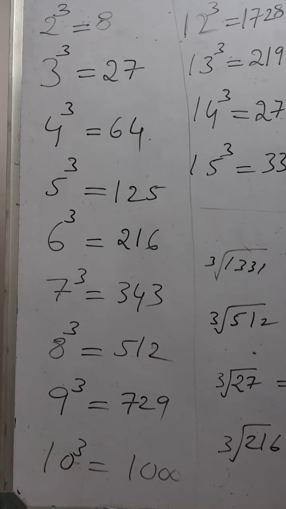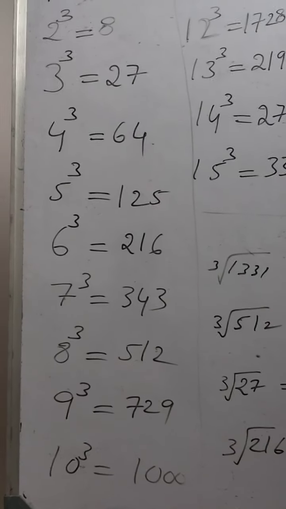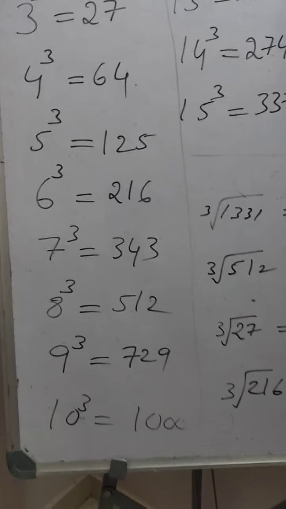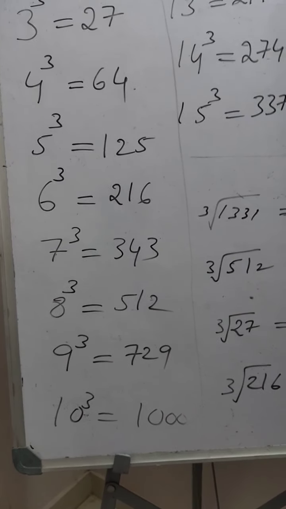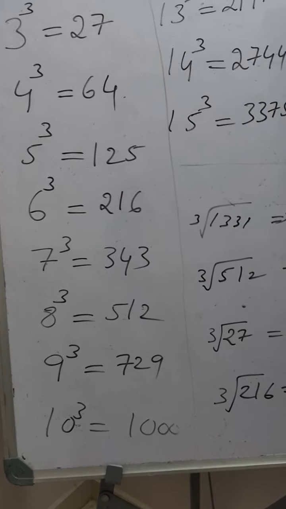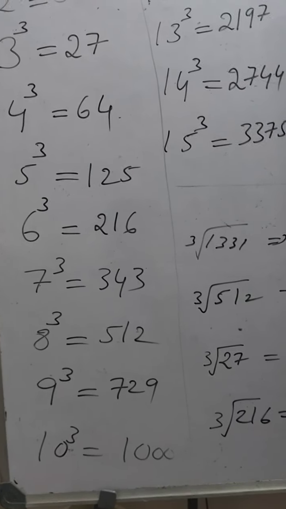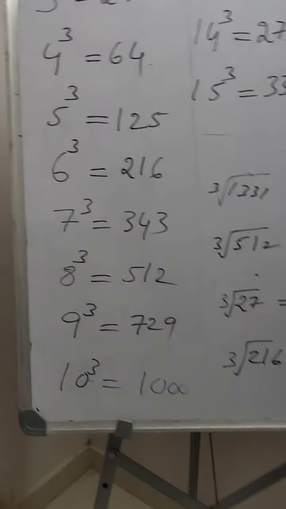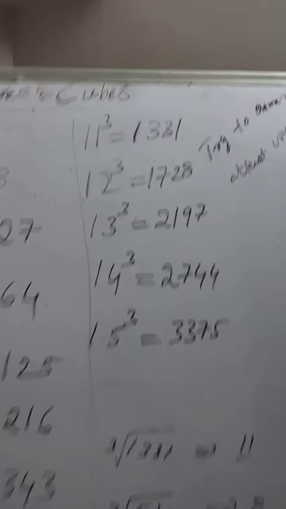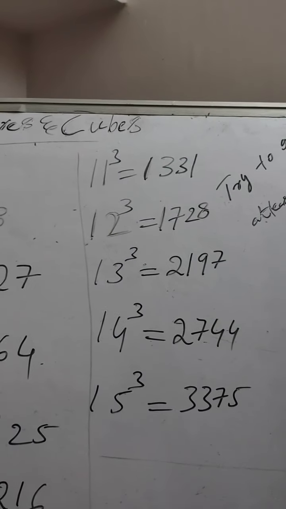8 cube, you can remember directly. 8 cube is equal to 512. 9 cube is equal to 729. 9 into 9 is 81, 81 into 9 is 729. So 10 cube is equal to 1000. So 11 cube is equal to 1331.